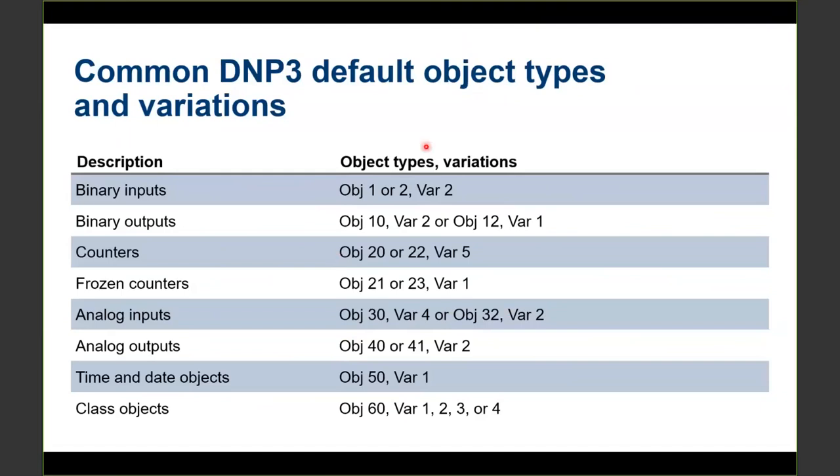Regarding the variations, like I said before, it's a way to create subsets on the objects. So, for example, for object 1, we have two different variations, variation 1 and variation 2. Variation 1 means the slave station will send only the Boolean status, so if the index is at logical 0 or logical 1, that's it, only this. And variation 2 in object 1 lets the slave station send the quality status for each DNP index.